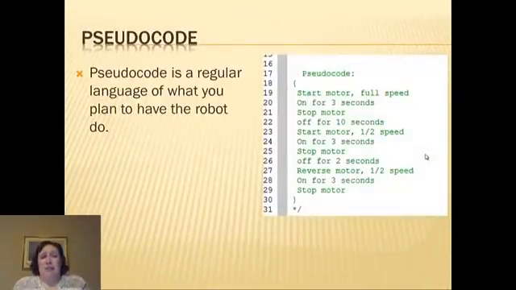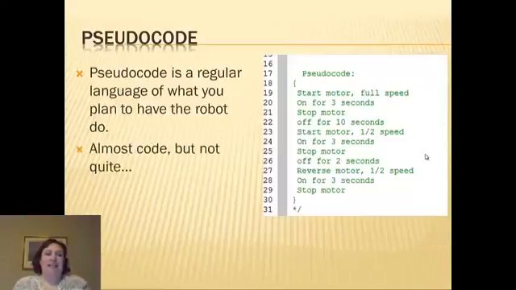So, pseudocode is regular language that lets you plan what you're going to do. So you can see the example of pseudocode there on the right. Start motor, full speed, on for 3 seconds, stop the motor, off for 10 seconds, start motor, half speed for 3 seconds, stop motor, off for 2 seconds, reverse motor, half speed, on for 3 seconds, stop motor. Now that's a very specific set of pseudocode, but notice none of it's code. It's all written in regular English. I've even got like fractions in there for half speed.